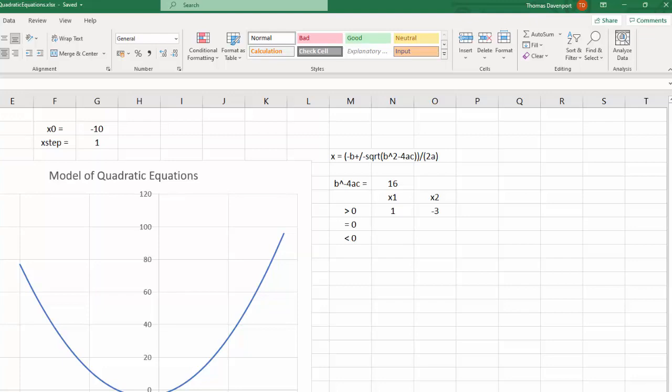So I've got the two roots there in the table, but I've now calculated them in this curve here. Now, the next thing I want to do is, if the square root is equal to 0, I'm going to get two coincident roots.